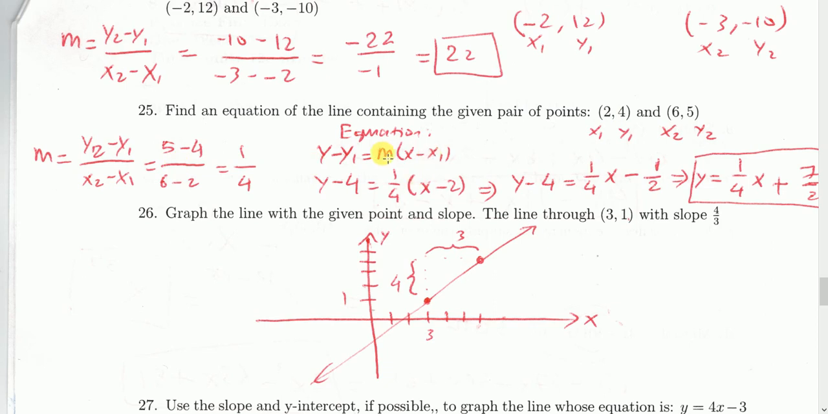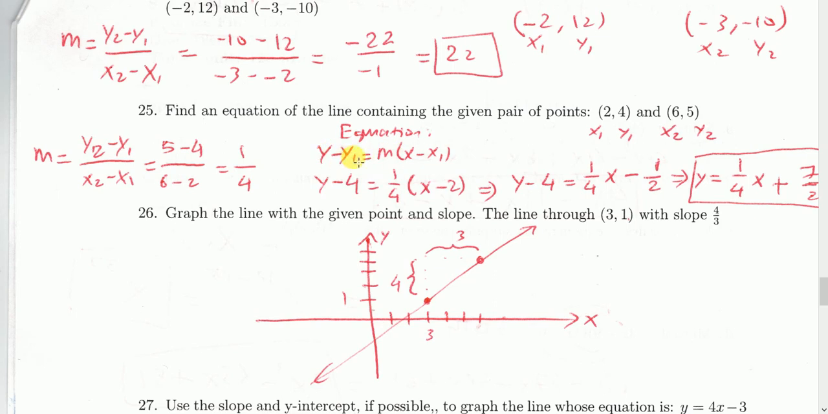First find the m, or the slope, which is y2 minus y1 over x2 minus x1. So take the numbers from here and plug in here. 5 minus 4, y2 minus y1, is 1. 6 minus 2 is 4. Now 1/4 is the slope.